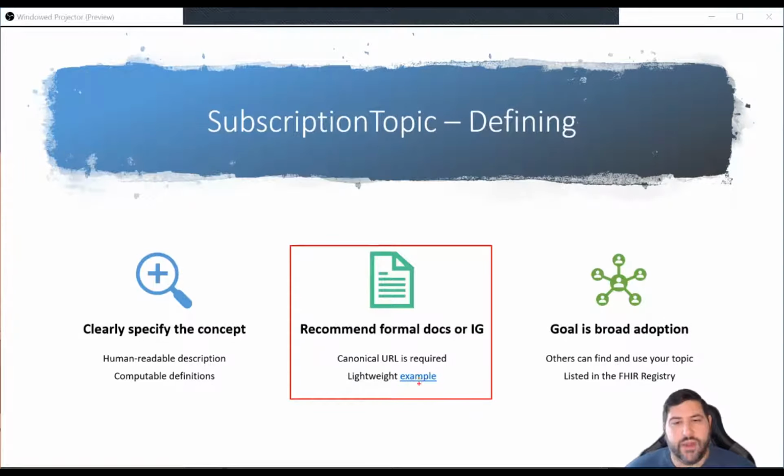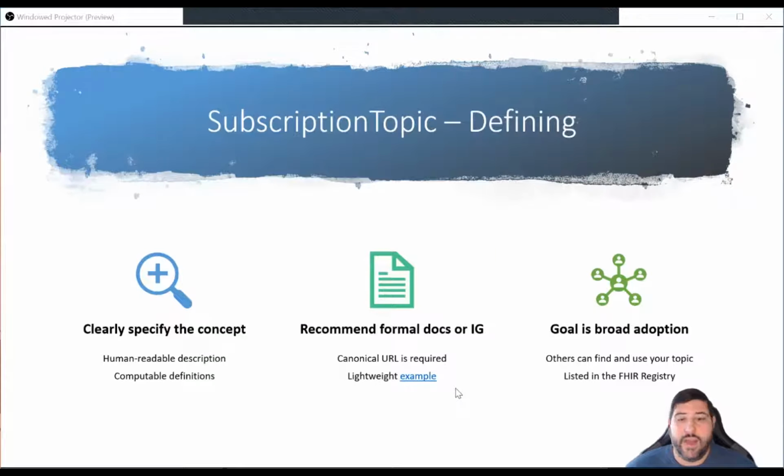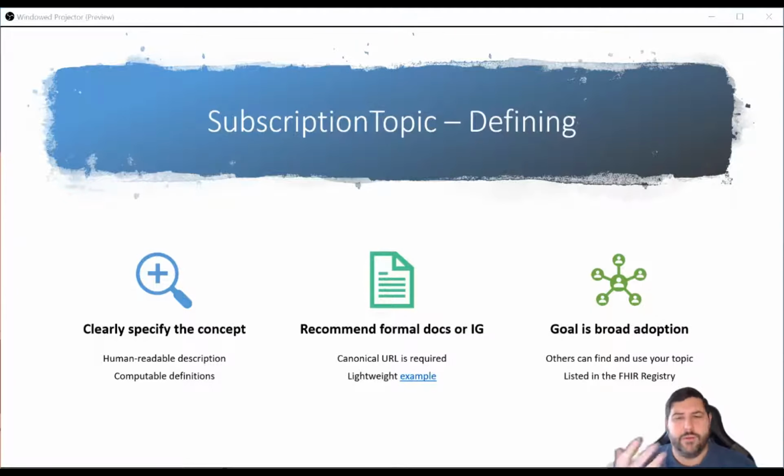So we actually link to a lightweight example here, and this is from defining that encounter start that I'm just talking about. And it's just some markdown documents on GitHub, but it lets people really understand how to use a topic. And the goal of this is for broad adoption. We want to say that instead of everyone trying to define their own admissions topic and then trying to figure out as a client which one this particular server supports and going through a very involved discovery process, we want to make sure that you can just pick a canonical URL and then find everything else from there.